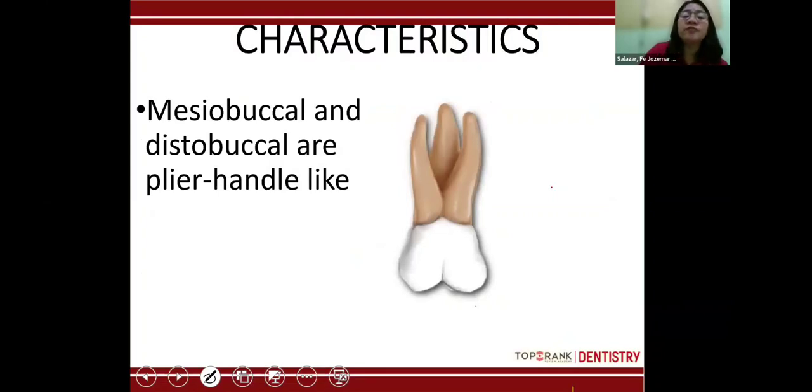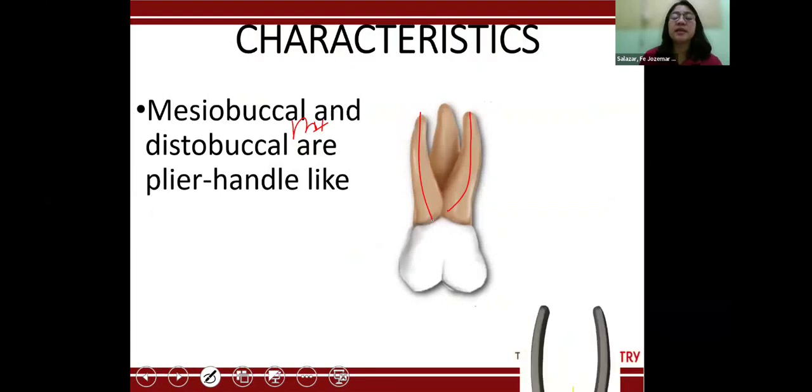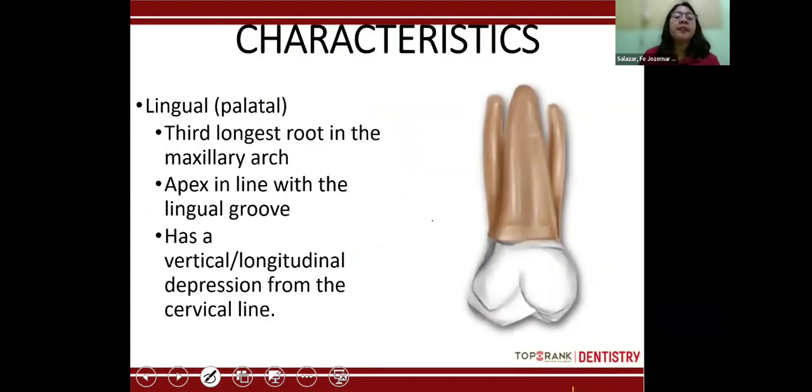Mesiobuccal and distobuccal roots are not parallel, but they have a pliers handle-like appearance. They look like this. The lingual or palatal root is the third longest root in the maxillary arch. The apex is in line with the lingual groove, and it has a vertical longitudinal depression from the cervical line.